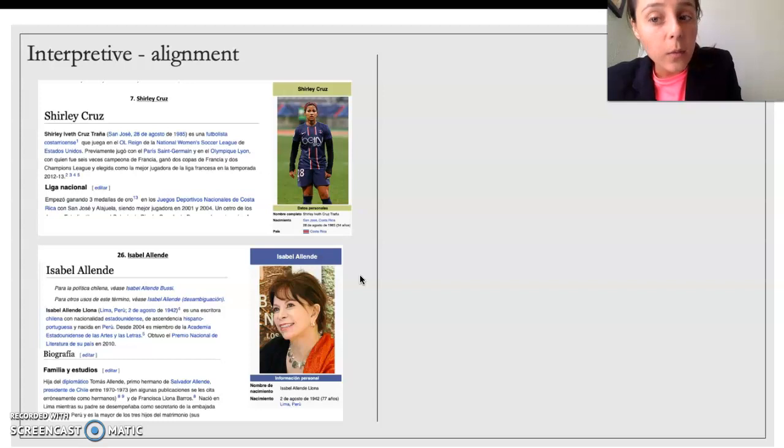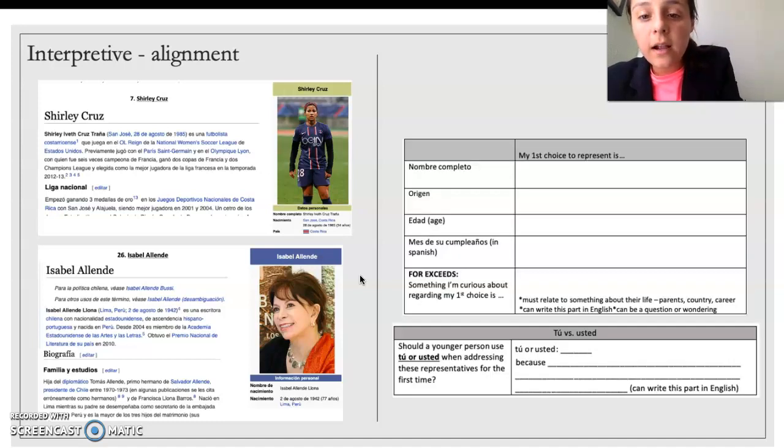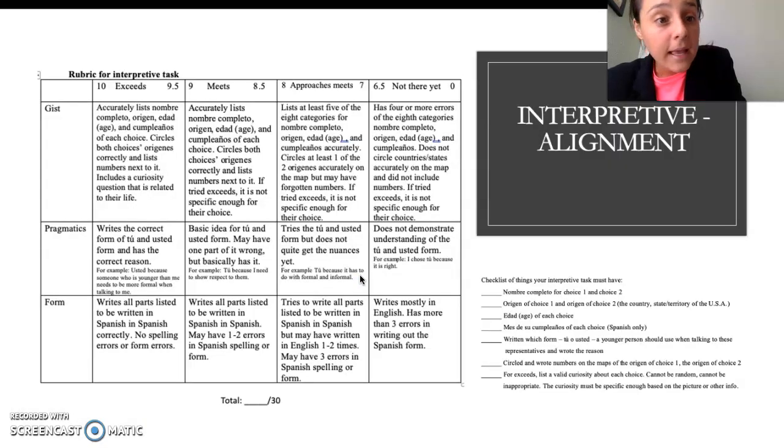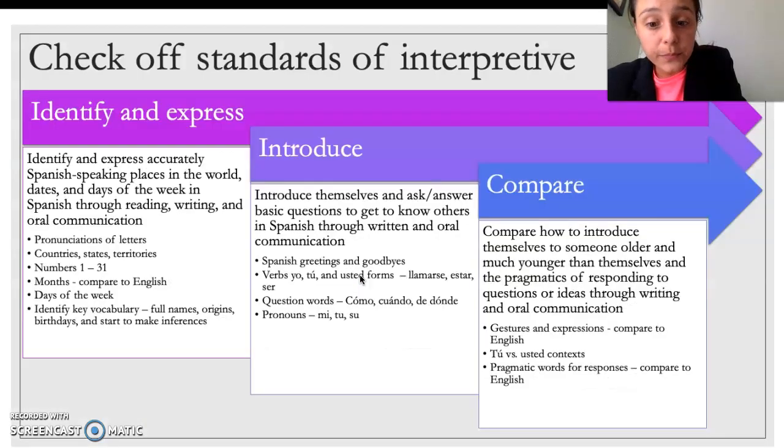This is authentic because it was screenshotted from Spanish Wikipedia. And so let's say they chose these 2. Okay, these are the 2 votes. Students can vote on which person they want to represent. Okay, they choose these 2. So they are going to fill out this graphic organizer with the complete name, origin, age, and the month. And then for exceeds, they can write something they're curious about. They need to tell me tu versus usted. Here's a map where they need to circle on the map where they are from. And here's the rubric. This meets the identify and express.